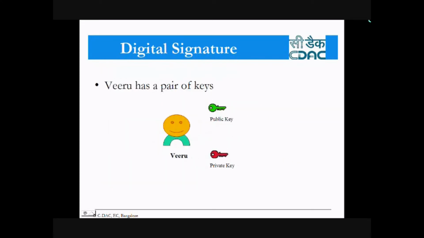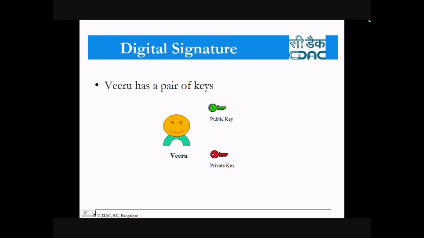Now let us take an example so that makes things clear. Let us take the case of Viru. Viru has a pair of keys, public key and private key. The private key is securely kept by Viru. He keeps it very safely, he does not give it to anyone. The public key is one thing which he distributes to everyone.